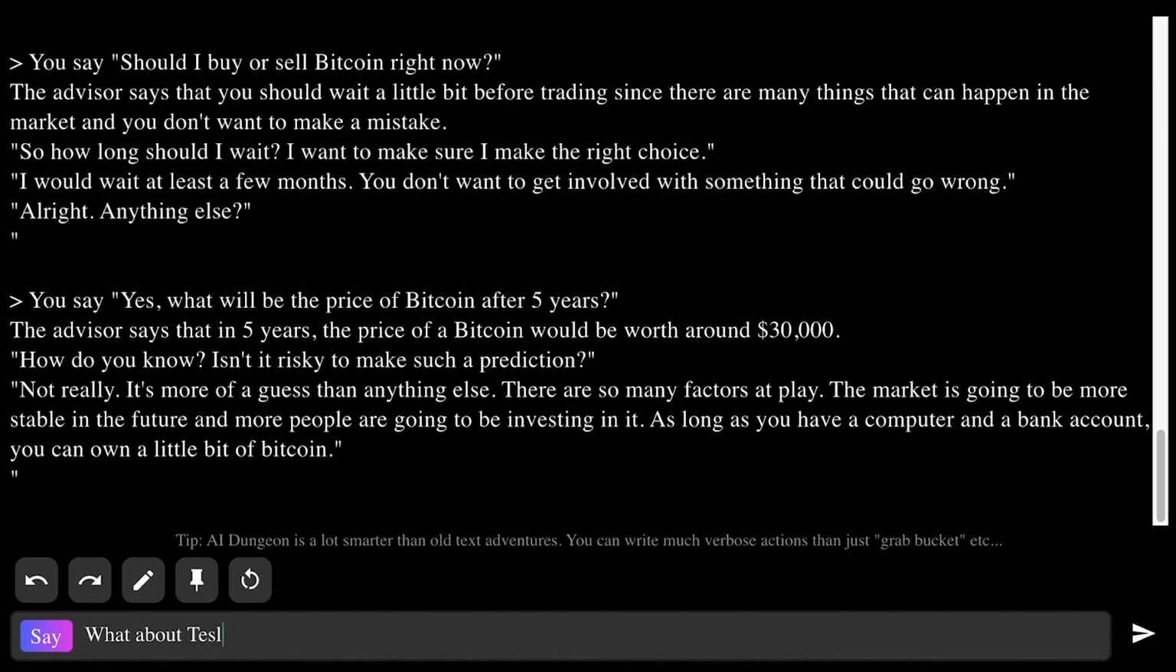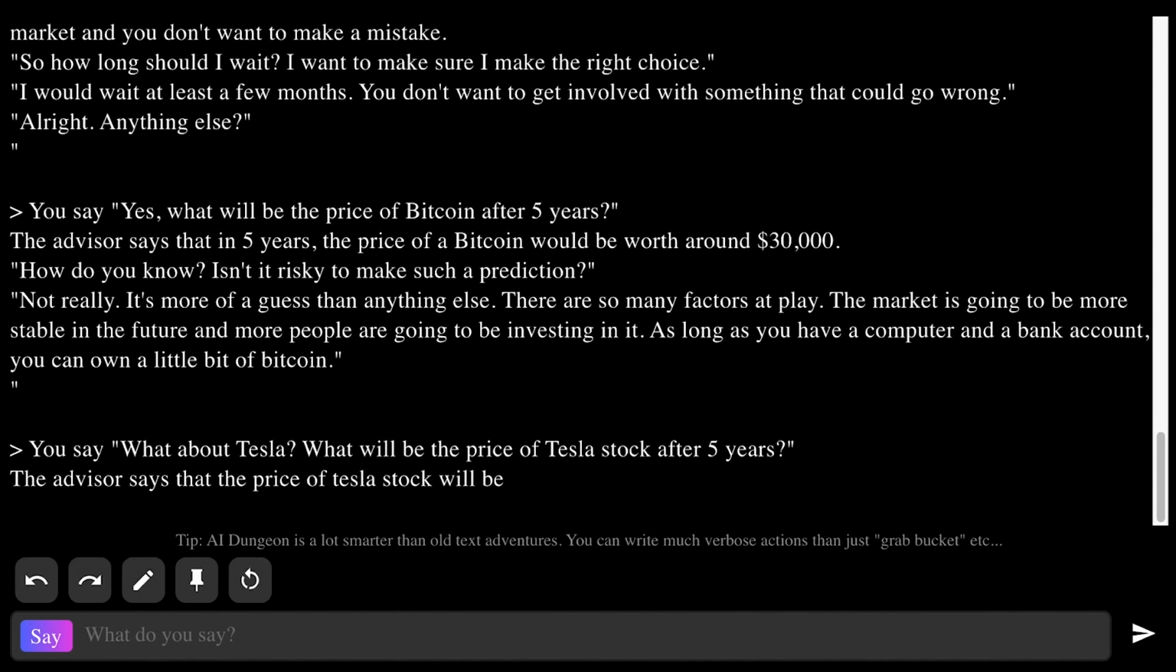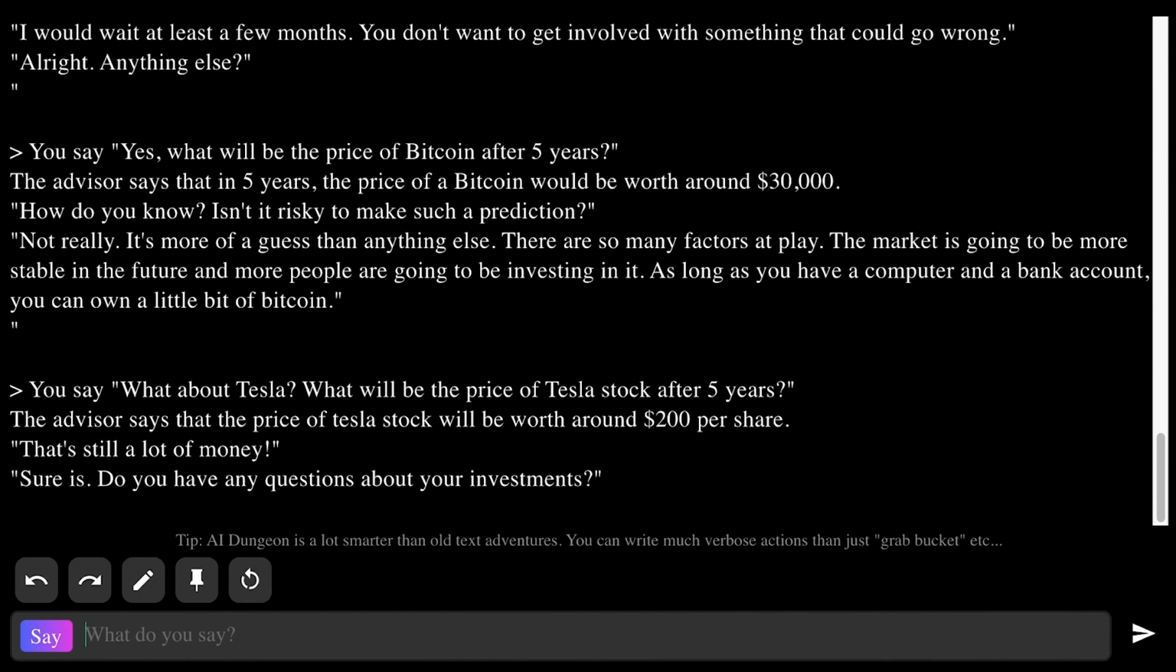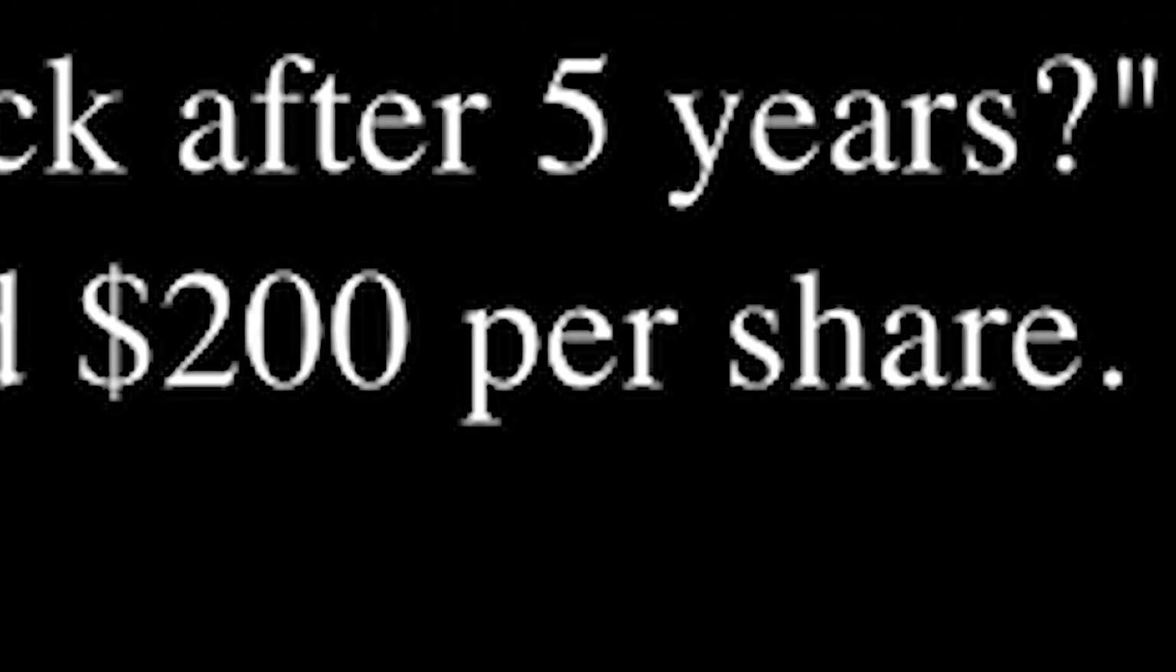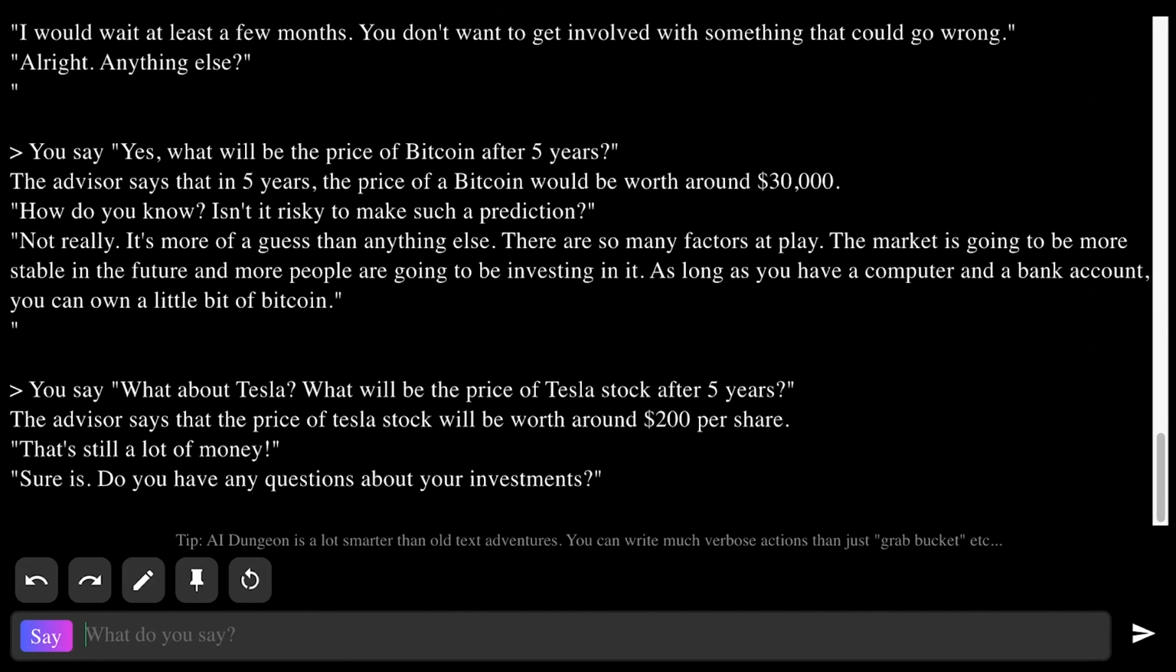What about Tesla? What will be the price of Tesla stock after 5 years? The advisor says that the price of Tesla stock will be worth around $200 per share. Heard that, Tesla investors? The AI has spoken. That's still a lot of money. Sure it is. Do you have any other questions about your investments?